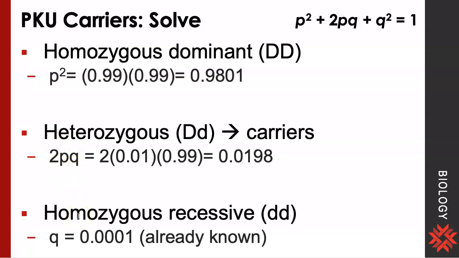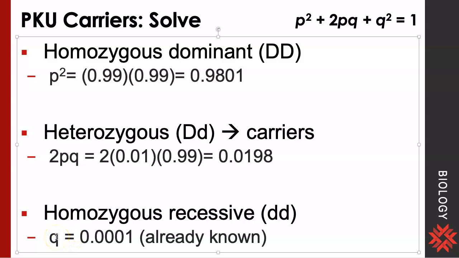Now our third genotype, the homozygous recessive frequency here, we already knew that one. That's the one that was given to us, 1 out of every 10,000. So our, this should have 2pq, sorry. Let's plug a 2 in here.